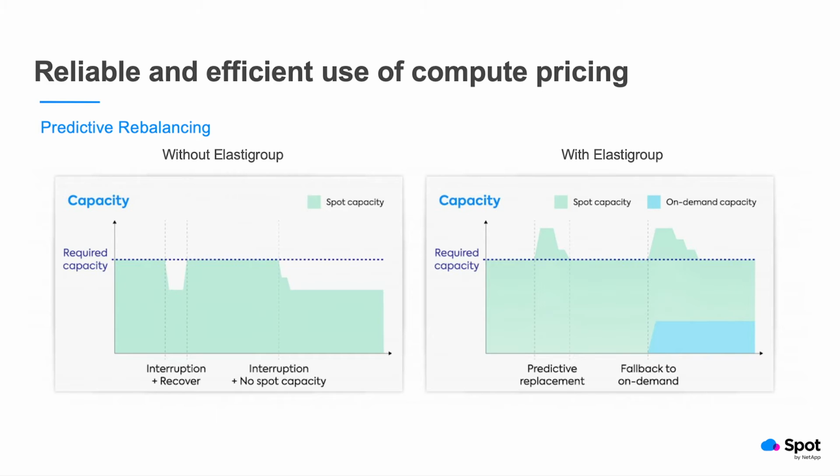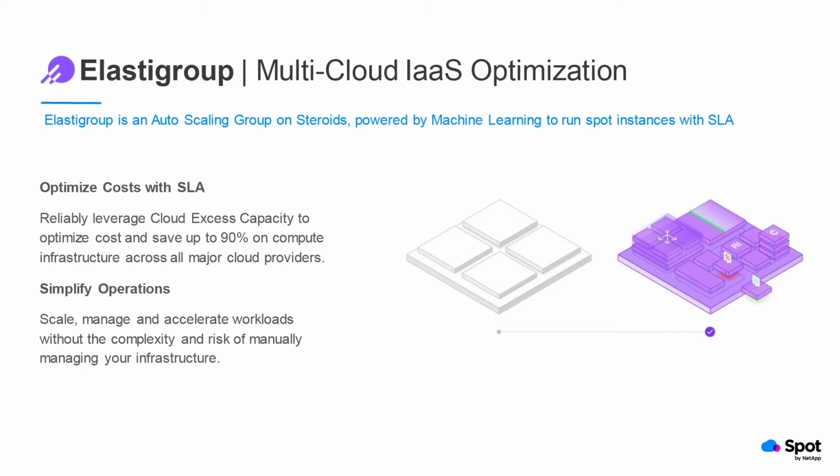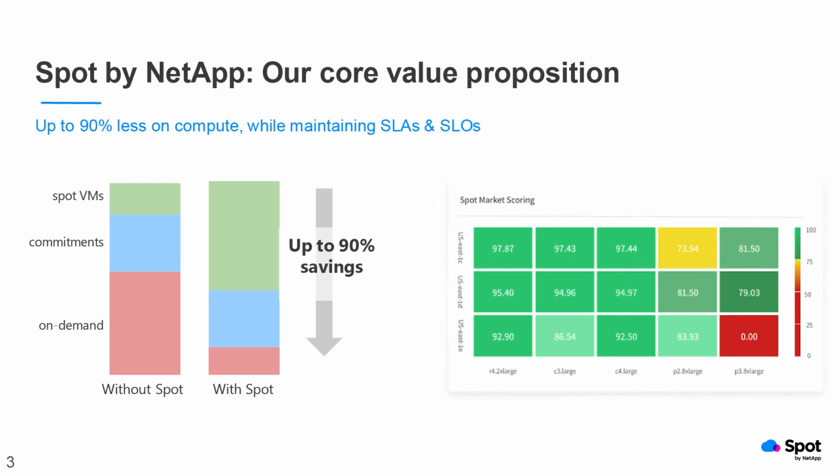maintain your uptime SLA. In case there's no excess capacity available, Elastigroup will do the same by leveraging on-demand capacity, going back to default, basically, and reducing any waste and making sure again SLAs are met. Elastigroup supports multiple clouds. You can think of it like an auto-scaling group on steroids that's powered by machine learning and deep amounts of data to run Spot instances backed by SLA. Elastigroup will leverage again its data and prediction to optimize cost as much as possible.